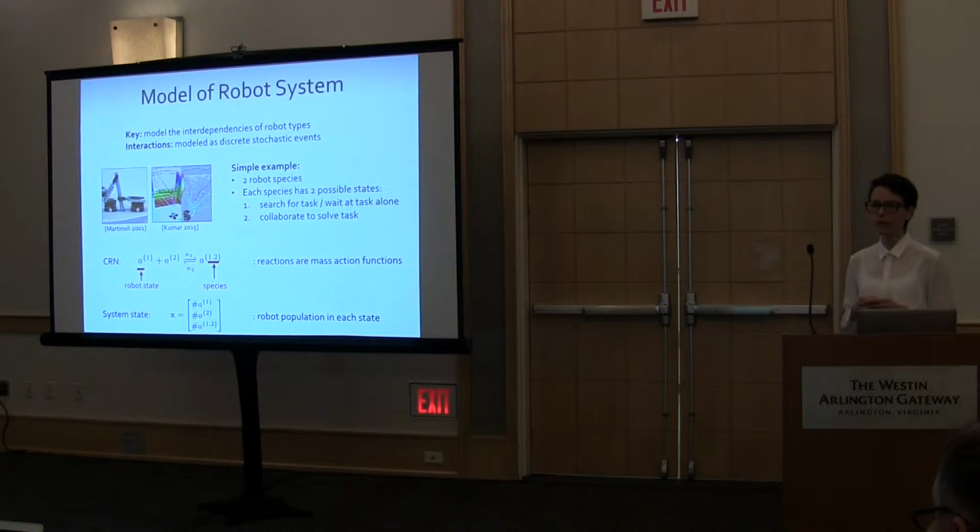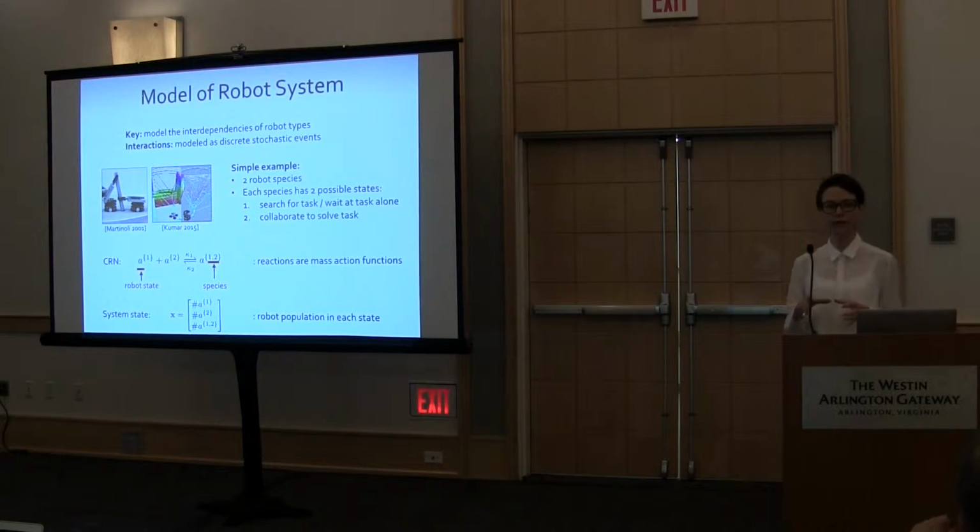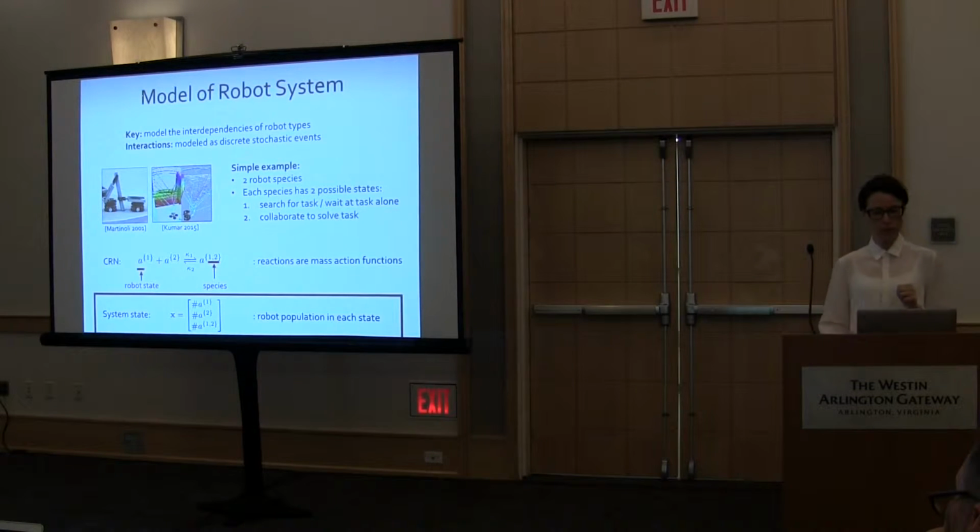The other nice thing about CRNs is that they allow us to track the robot population in these individual robot states. And this is really what I want to talk about next. Essentially, what I want to do is to show you, on hand of this simple example, how the system state is affected by the parameters that define the robot behavior.